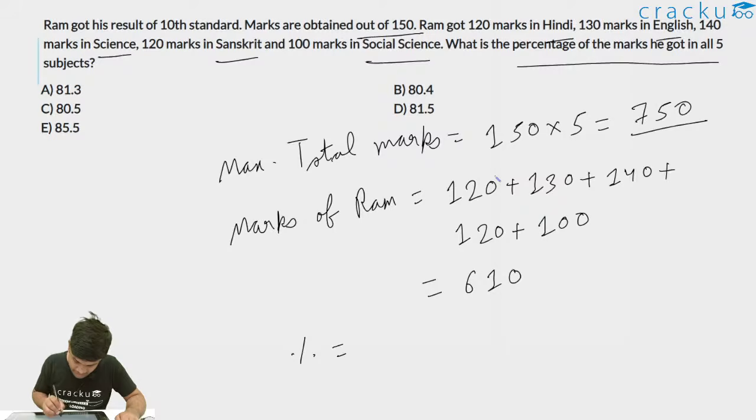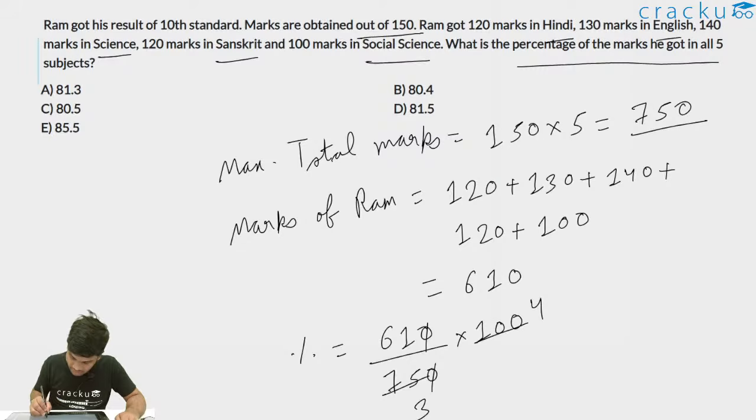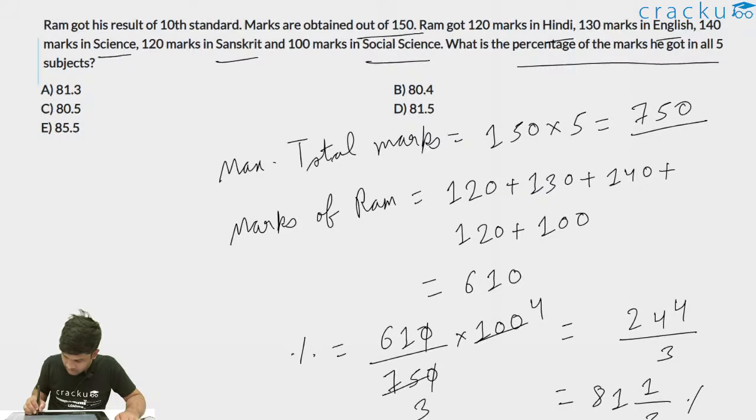So percentage is marks obtained divided by total marks into 100. Okay. So 0 and 0 will cancel out. These two will cancel out by 25. So it will be 4. It is 3. And when you multiply it, you will get 4 ones are 4, 6 fours are 24 by 3. So it is 81 1 by 3%.